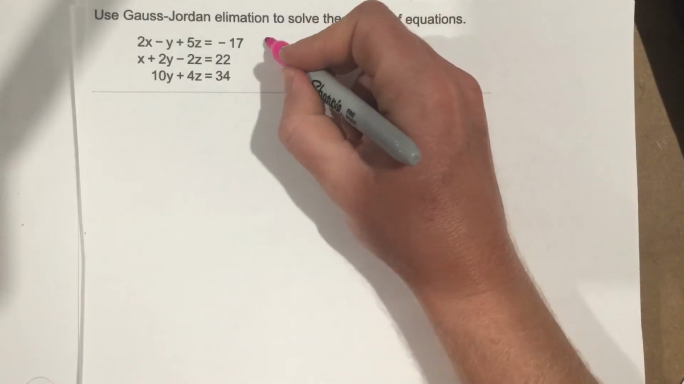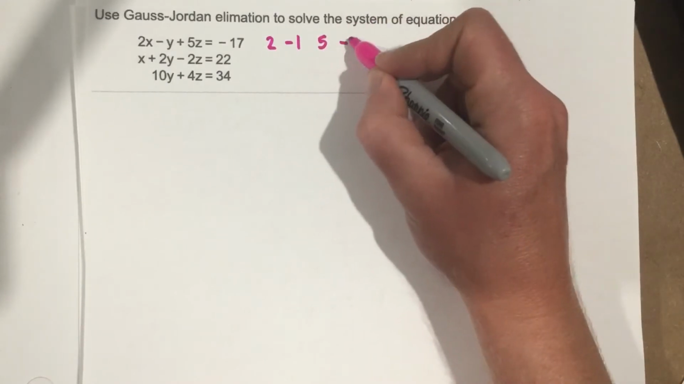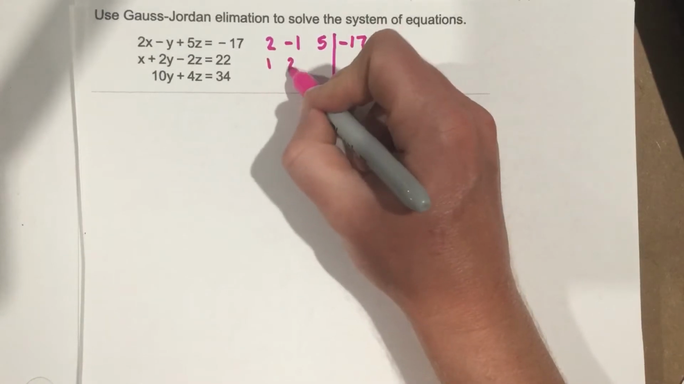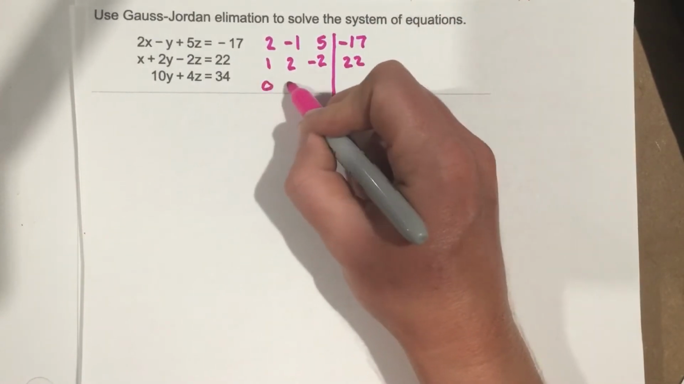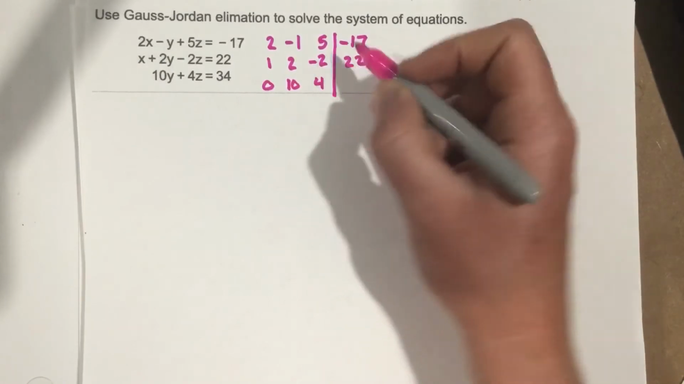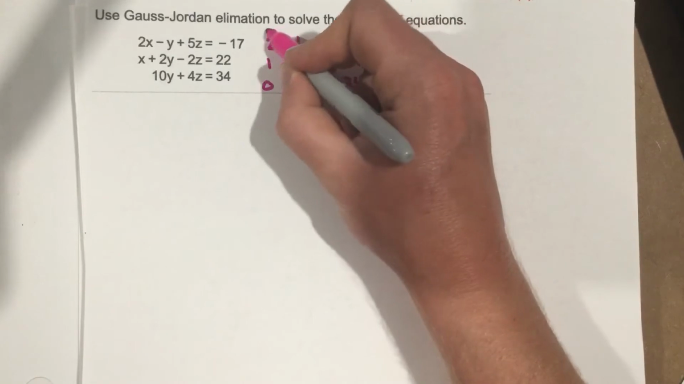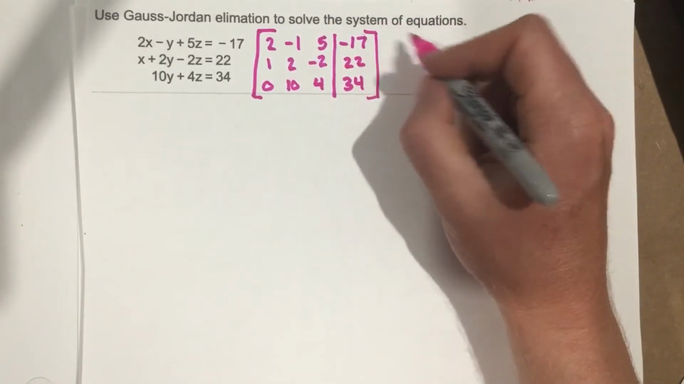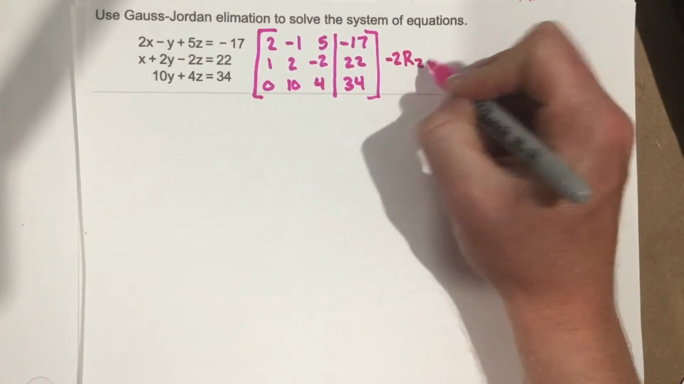So we're going to have 2, -1, 5, -17, 1, 2, -2, 22, and 0, 10, 4, 34. Now the nice part about this problem is we start with the bottom left being 0 already, so we got our work cut out for us a little bit there. So we're going to take -2 times R2.